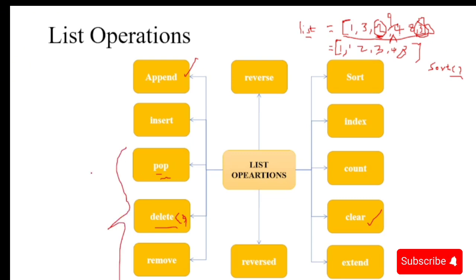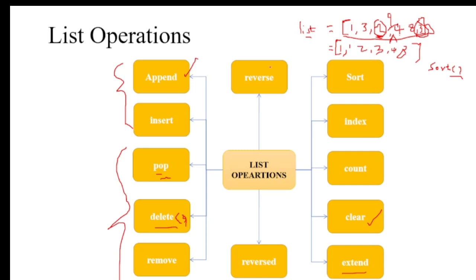The append, insert, and extend are used to add elements to a list. Then count, we said, is used to check the number of times a given value occurs in a list. Sort, we said, is used to rearrange values in ascending order, right? And then we have reverse, whereby the reverse list operation reverses the order of the elements in the list in place.